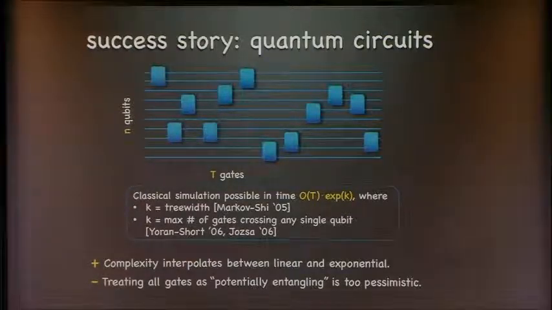If you're running Shor's algorithm, you really are going to generate a lot of entanglement. There is no shortcut to simulating that on a classical computer. But there are many, many cases when, in fact, there isn't that much entanglement, and we can do much better. But this is nevertheless one example of the type of interpolation that we would like to see.